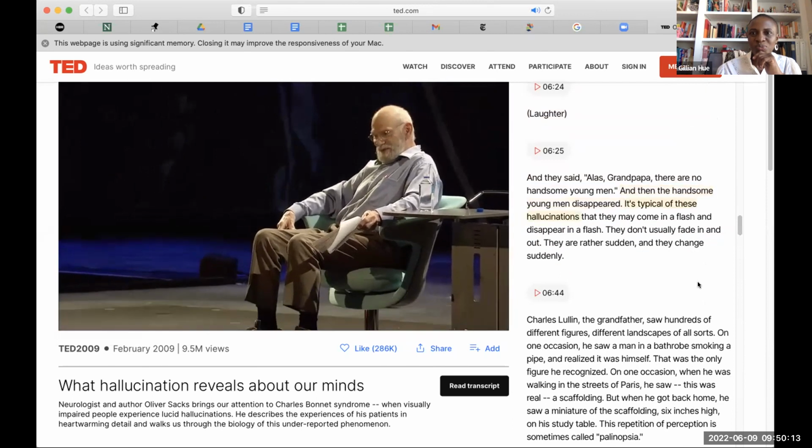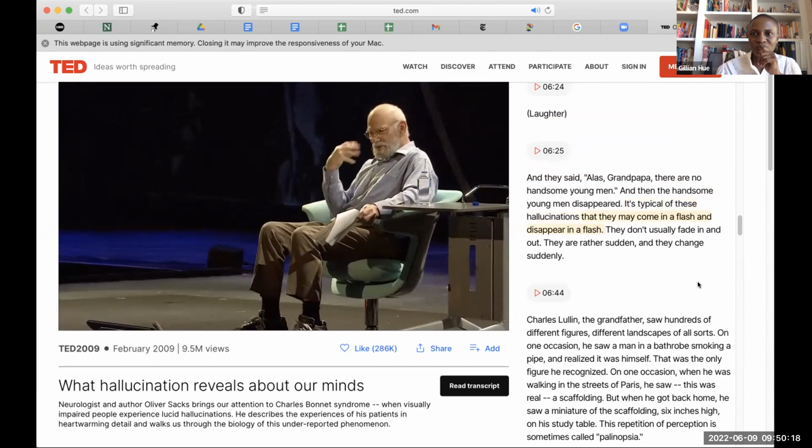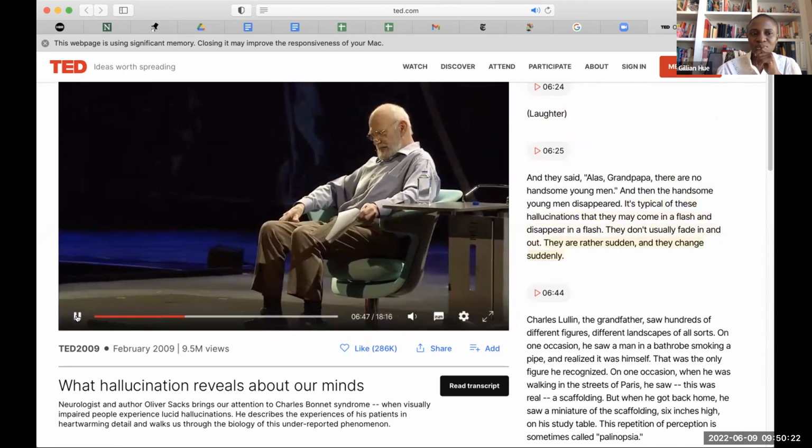It's typical of these hallucinations that they may come in a flash and disappear in a flash. They don't usually fade in and out. They're rather sudden and they change suddenly.